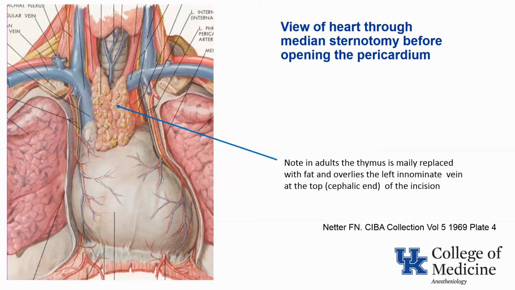However, normally you only see the center part. Note that in adults the thymus gland is mainly replaced with fat, and it overlies the innominate vein, which runs at the top of the incision across the upper mediastinum, and is at risk of getting damaged if the incision is extended too high.